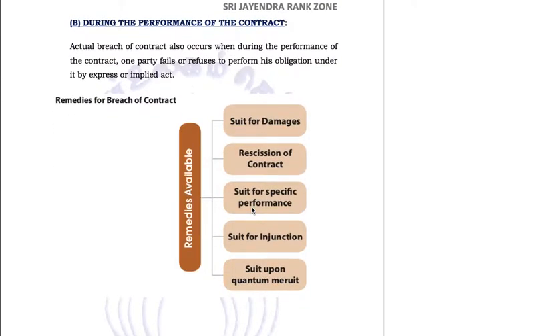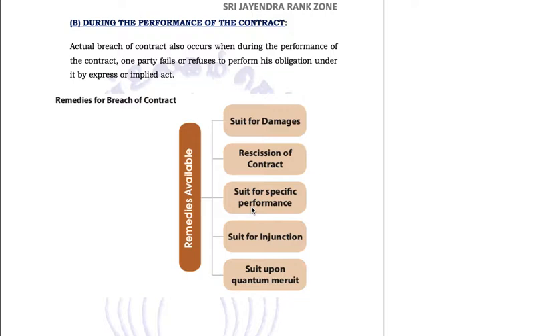The second manner is during the performance of the contract. Sometimes a contract is a long contract. It is not a contract which is to be performed on one single date. It may be a month-long ongoing contract or a contract going on for one year or more than a year, like construction of a railway line, construction of a metro, construction of a dam. These are ongoing projects. In these, a breach may happen anytime during the performance of the contract.